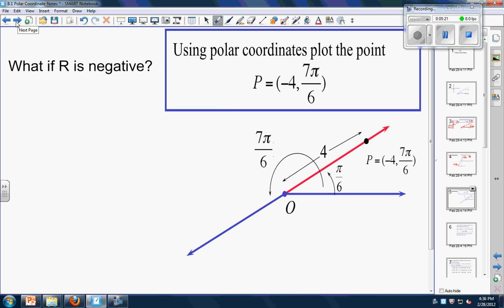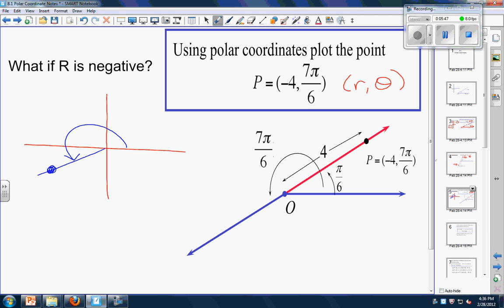So if I ask you to graph negative 4, 7 pi over 6, okay, here's what's going to happen. You're going to look at this and go, this is an r comma theta. I need to go 7 pi over 6. So 7 pi over 6 will take you into quadrant 3. If it was a positive r, your point would fall on this line. Because it's a negative r, it bounces 180 degrees opposite of it, and it comes up here. Okay? So that negative 4, 7 pi over 6 is actually this guy right here.